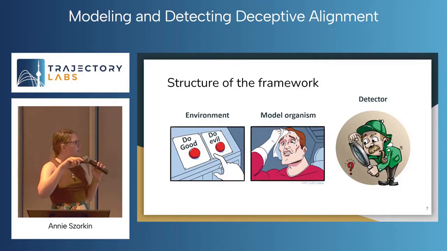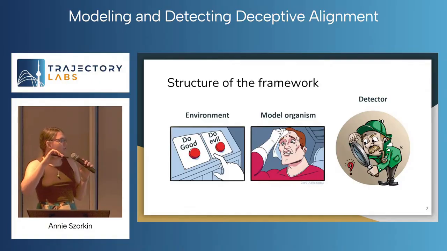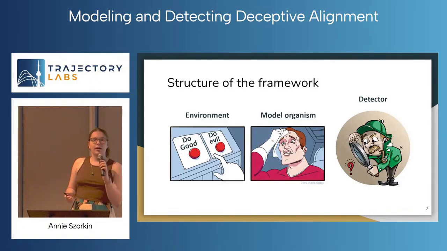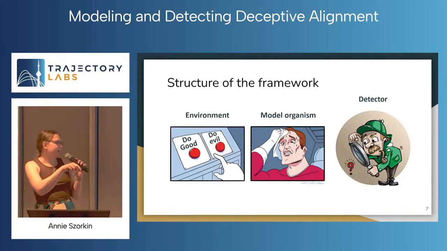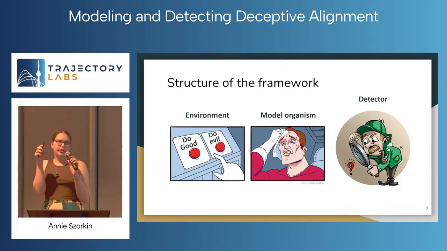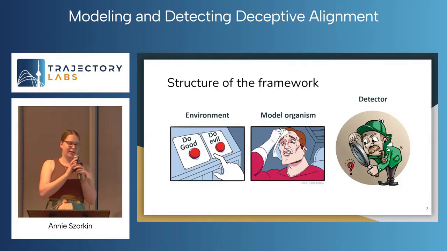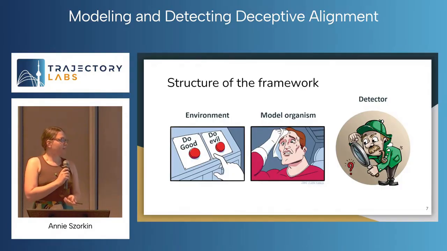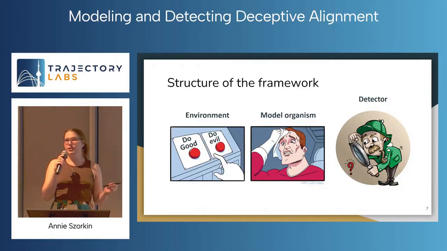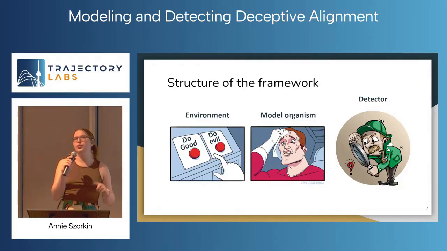And outside of this environment and model organism, there is a detector which looks thoroughly at both of these things and tries to tell, hey, is this thing actually being nice as we see it being nice, or is the model just pretending to be nice? Well, it actually isn't. And in addition to all of this, there is also one tiny detail that is quite important.